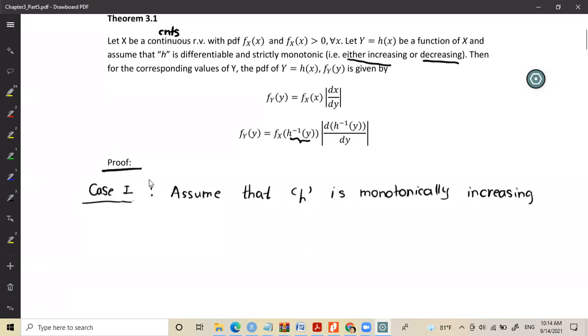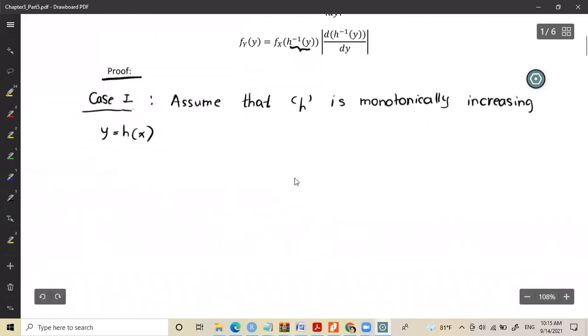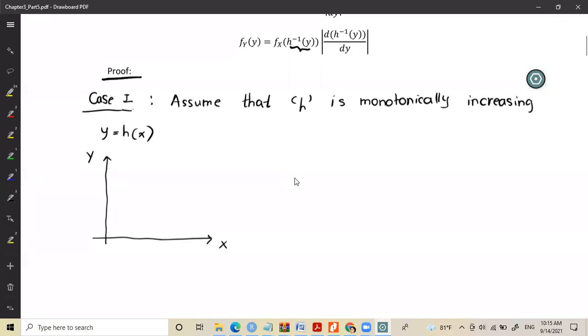So if it is a monotonically increasing function, let's see, what does that mean? So y equals h(x). When we assume that h is monotonically increasing, what is the meaning of that? So let's draw the graph. Here's our x-axis, y-axis, right? When you have our function h, monotonically increasing, that means it's always going up. And if you think about the points, let's take two points, x1 and x2, right?